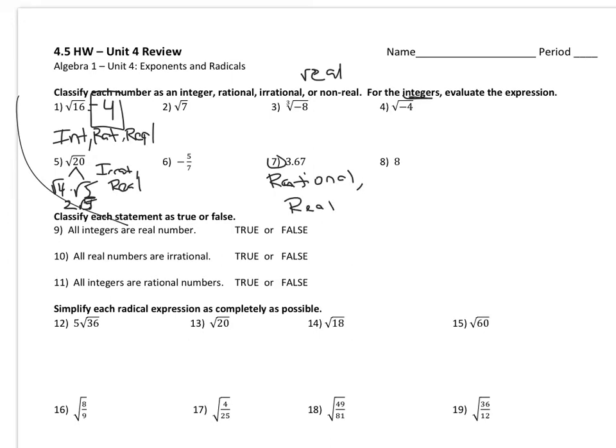Guys, take a look at some of these. Classify each statement as true or false. All integers are real. Well, all integers are rational, and all rationals are real. So this is a true question. All real numbers are irrational. Well, if you look at the question we just answered, we know that real numbers can be rational and irrational. Thus, not all of them have to be irrational. Only some of them are. So, it's got to be false. All integers are rational. Well, if you look at that integer case, all integers are part of that rational group. That's got to be a true statement.